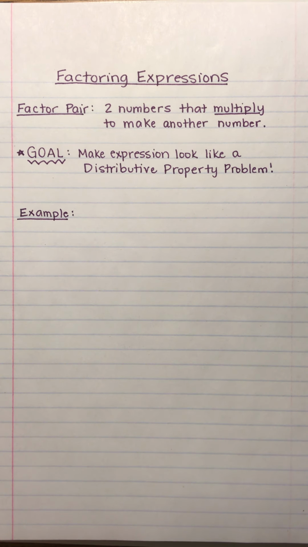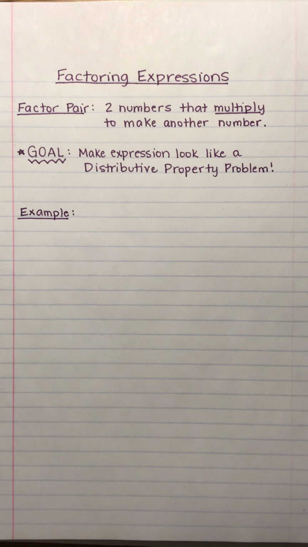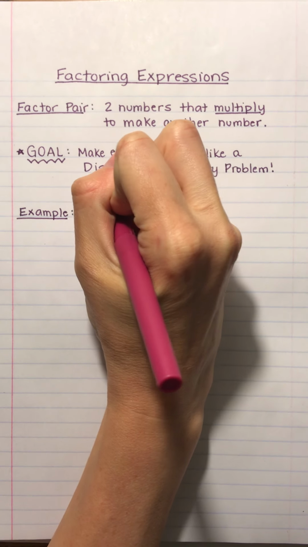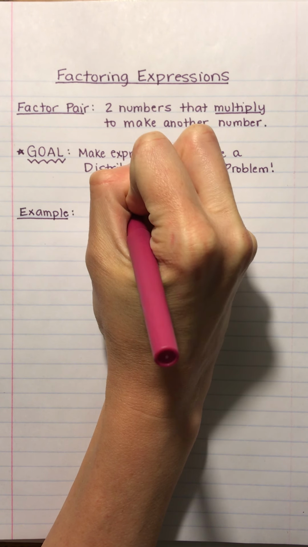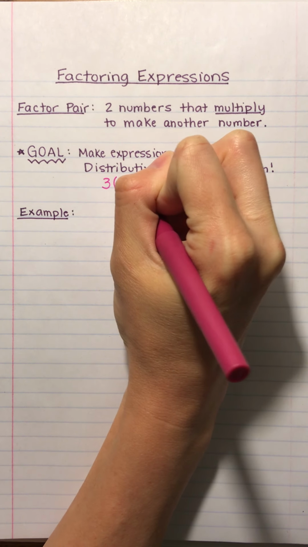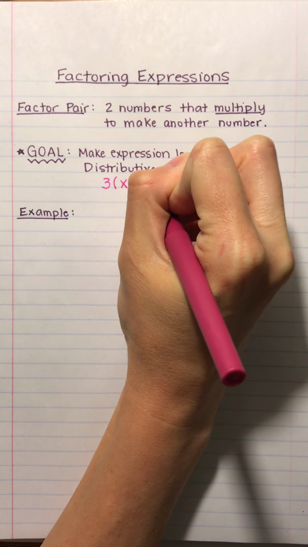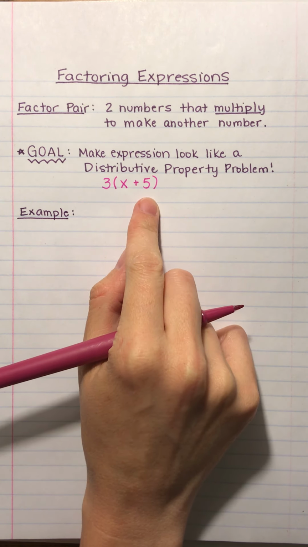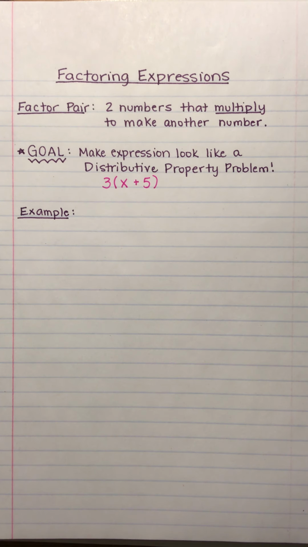And when we are factoring expressions, our goal is to make an expression look like the distributive property. And remember, the distributive property looks something like, let's say, 3 with parentheses and then maybe x plus 5 on the inside. So our goal is for it to look something like this at the end, and we're not going to start with a problem that looks like that.